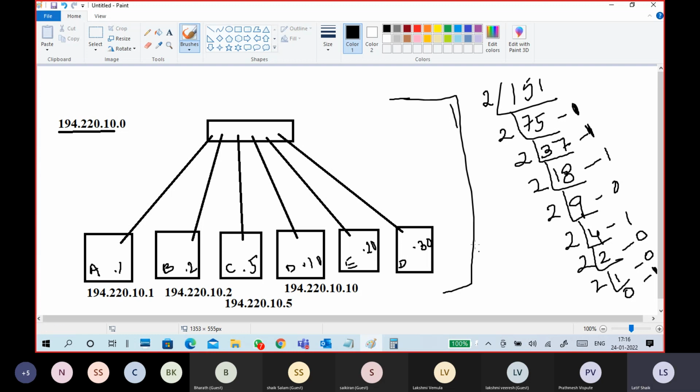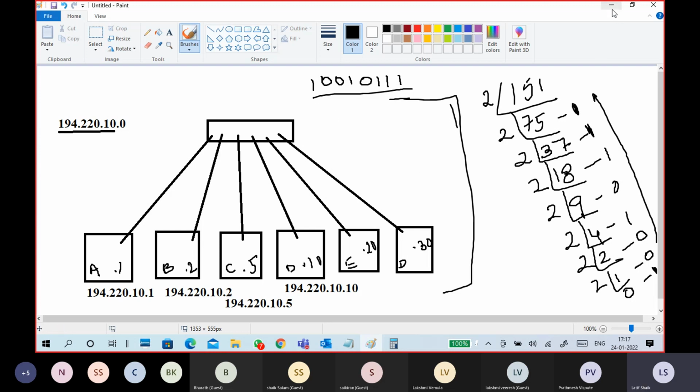So the binary equivalent of 151 is 1 0 0 1 0 1 1 1. You have to write it from bottom to top, or top to bottom, depending on how you write the remainders. Okay, so this is the output.